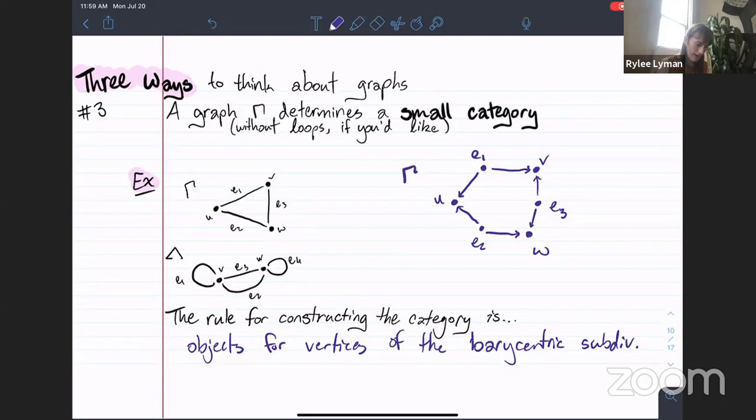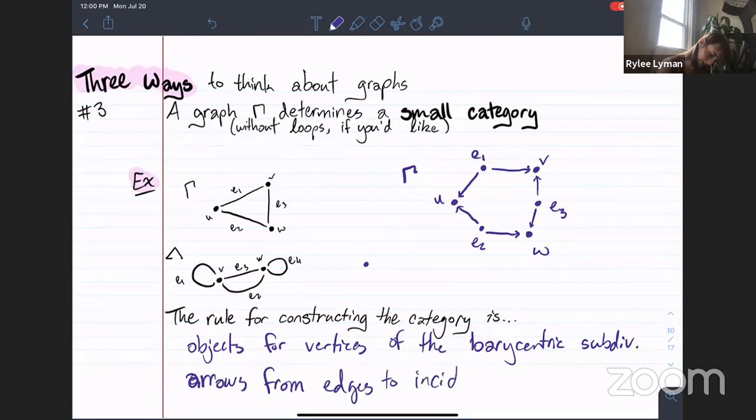So what do I do if I have loops or if I have multiple edges? Well, it's not so bad. I have arrows from edges to incident vertices. Cool. Really not so bad.